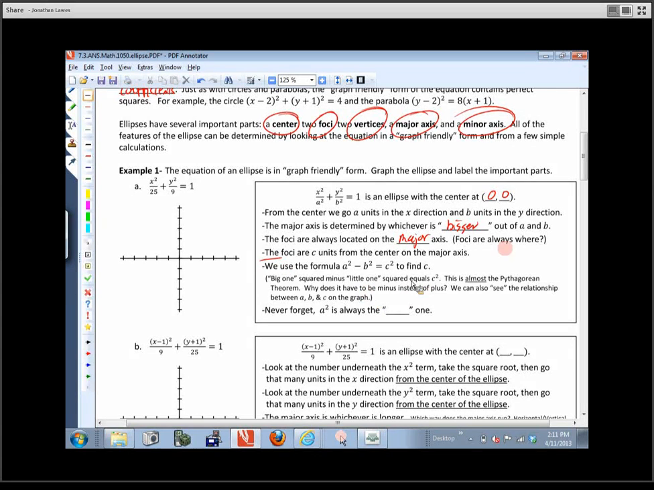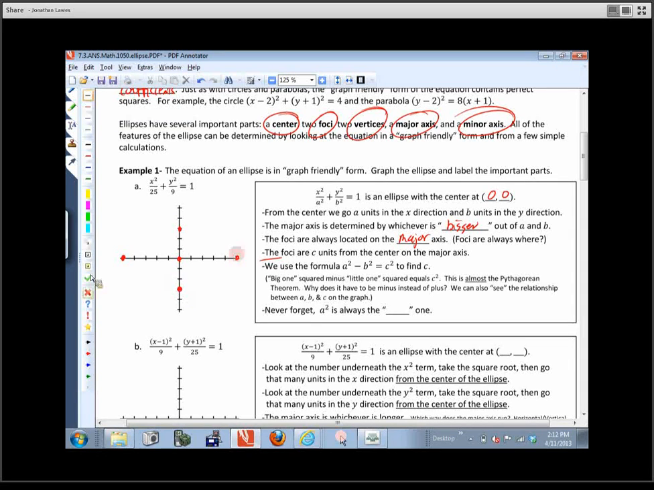So if we were going to graph this, here's what we'd graph. The center is at 0, 0. Underneath the x is a 25. Take the square root of 25, you get 5. So we're going to go in the x direction, the square root of this number. So I'm going to go 5 units in this direction and 5 units in this direction. Then I look at the other one. Underneath the perfect square with y is a 9. Take the square root of that number and go that far in that variable's direction. So the square root is 3. We're going to go 3 units in the y direction. So that means 3 units up and 3 units down.